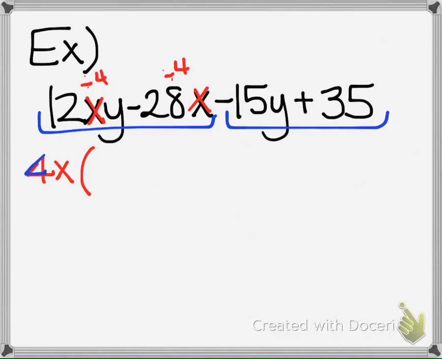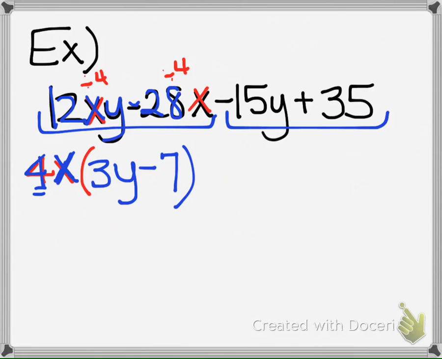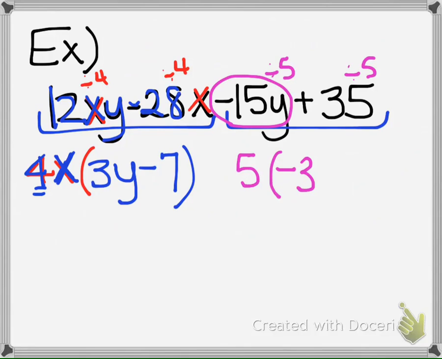So now 4 times 3 is 12. And we already have the x there and the x here, but we're missing the y, so we're going to put a y here. Then 4 times negative 7 gets us negative 28, and then the x again is already here. Now we come here, and I know 5 can go into 15 and 35. And 5 times negative 3 would get us this. But then these won't match up.